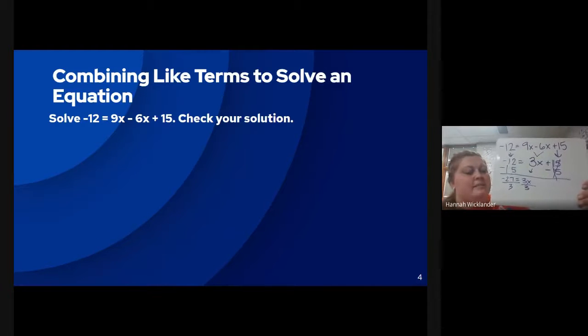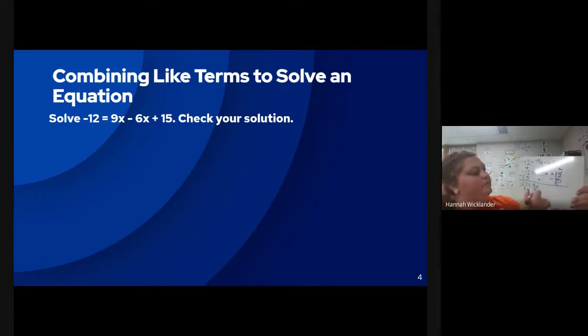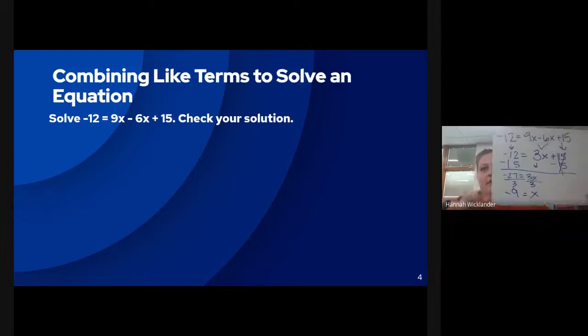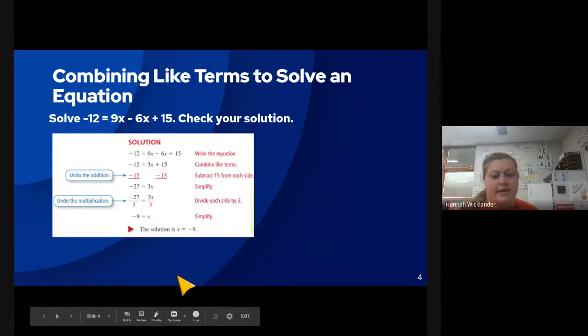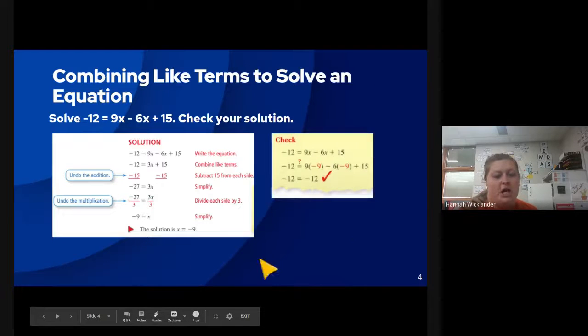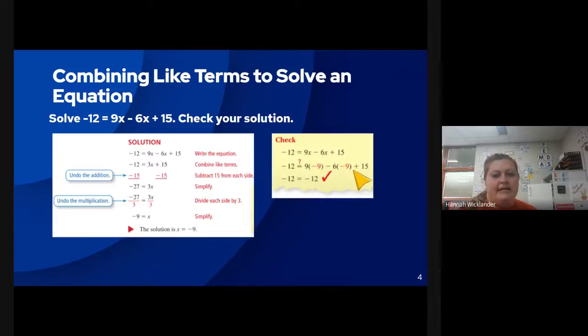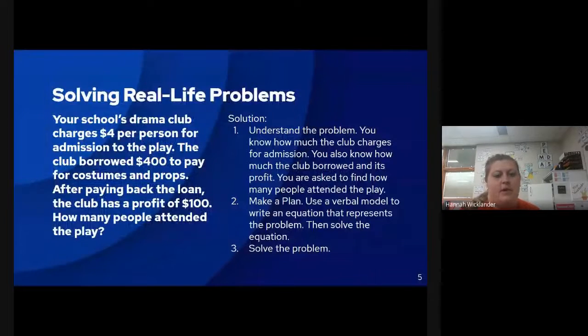Now it's just a basic math problem. Negative 27 divided by 3, what's my answer? Negative 9. Good job, Cooper. So x equals negative 9. So here's how the book explains to do it. And then we're going to check our solution. So we're going to plug in negative 9 to my equation, and then it'll work out to equal negative 12. I'm not going to solve it because I want to get through this so that I can give you guys time to get on to Big Ideas Math.